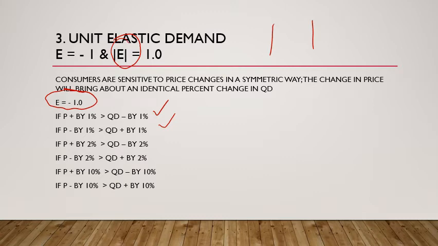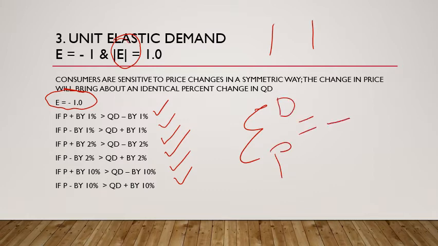If price goes up by 2%, what happens to quantity demanded? It goes down by 2%. If price goes down by 2%, quantity demanded goes up by 2%. And finally, if price goes up by 10%, what happens to quantity demanded? It goes down by 10%. And finally, the last one, if price goes down by 10%, what happens to QD? It goes up by 10%. All right? So, price elasticity of demand is equal to negative 1.0.